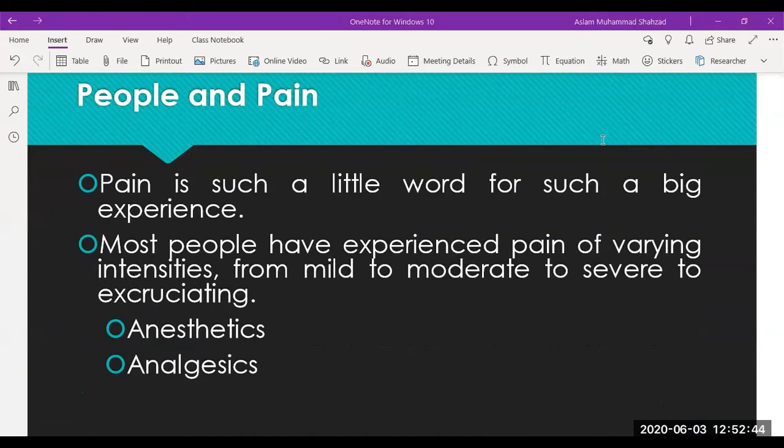Sometimes for severe generalized pain, we give anesthetics. Even during surgery, we give anesthetics so that the patient does not feel pain. Sometimes the pain is superficial on a certain part, like on your body, your feet, or your hand, and you give analgesics. So there are two classifications: anesthetics and analgesics, classified on the basis of their effect either on the system or on the periphery, or whether the pain is mild to moderate or severe. So it's quite a big topic.